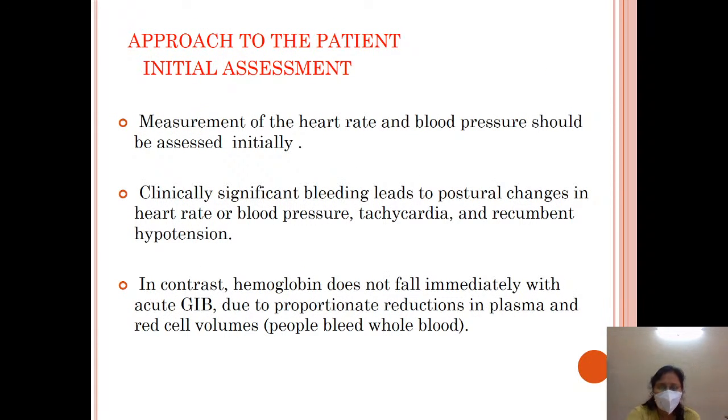Coming to the approach to the patient of GI bleeding, initial assessment of the patient is very important, and when the patient comes to us, the first thing we should do is measurement of the heart rate and blood pressure. Clinically significant bleeding leads to postural changes in heart rate and blood pressure, and it can cause tachycardia and orthostatic hypotension. So when the patient comes to us, we should first measure the blood pressure and heart rate of the patient. In contrast, hemoglobin does not fall immediately with acute GI bleeding due to proportional reductions in the plasma and red cell volumes.